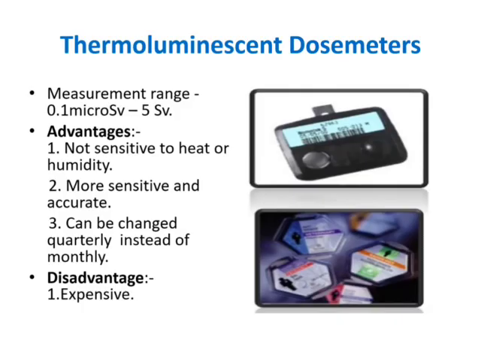So next we will see about the thermoluminescent dosimeter. The measurement range is 0.1 microsievert to 5 microsievert. Let's talk about the advantages. It is not sensitive to heat or humidity, is more sensitive and accurate, and can be changed quarterly instead of monthly. And about the disadvantages, it's quite expensive.